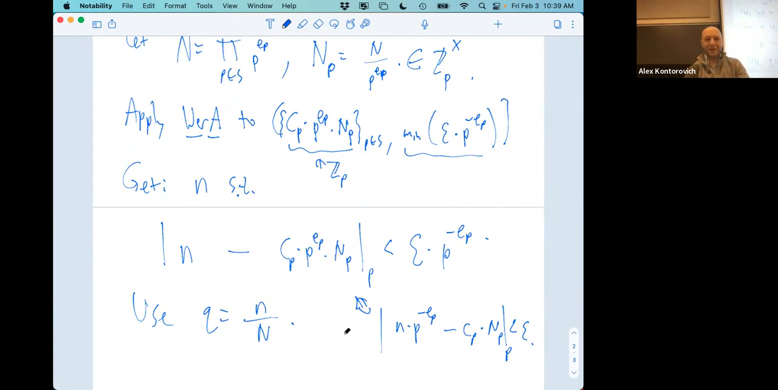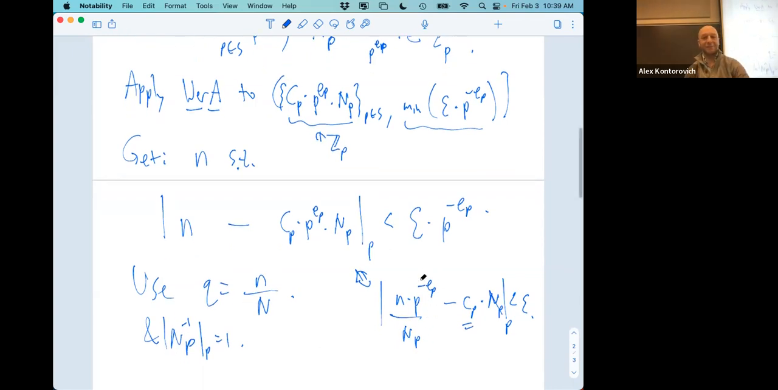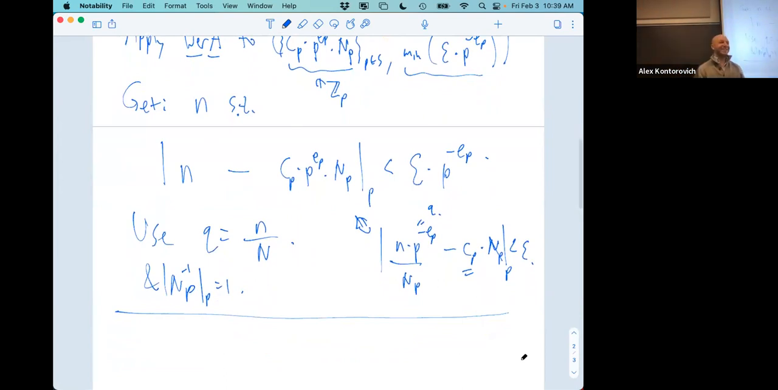So if I multiply this by NP inverse, and NP inverse has norm 1 because it's a unit, this gives me a divided by NP, and now I've approximated CP with Q. And this is exactly equal to Q, because Q is little n over capital N and capital N is NP times P to the minus EP. Okay, just wanted to clarify that. So you use Q very much in the lean sort of. That's exactly what, yes. Okay, good.